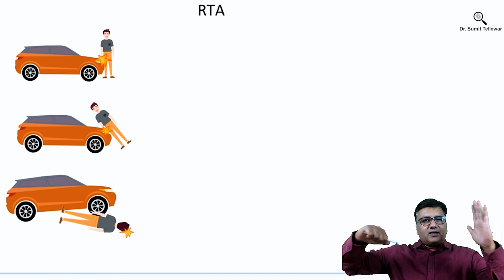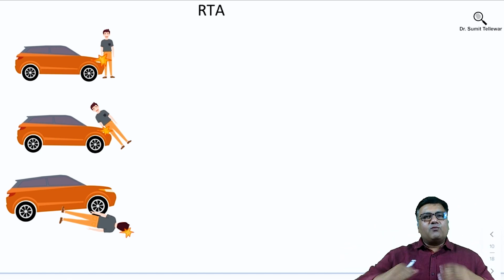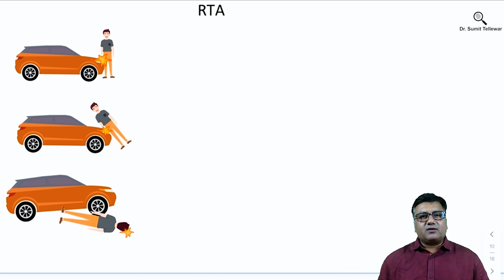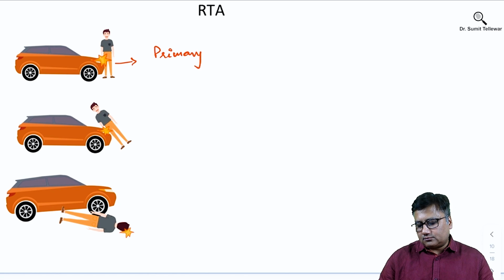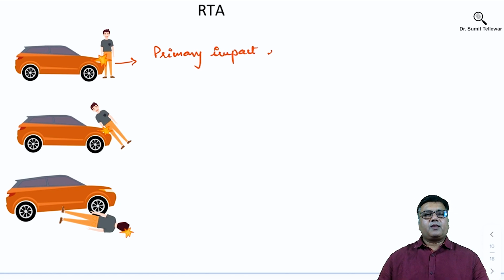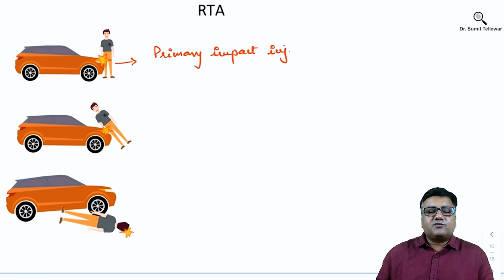As the car comes and hits the pedestrian, whatever injuries he suffers on his body because of the primary hitting of the car on the body is called primary impact injury. So what do we see here is primary impact injury. Now, what are the vulnerable portions of the body which are going to develop injuries due to primary impact?